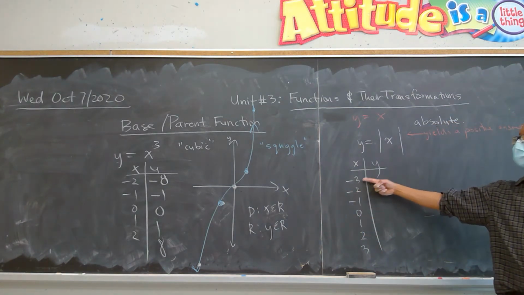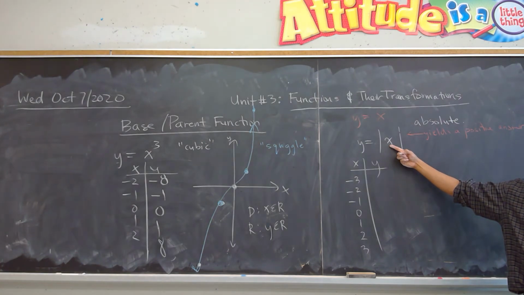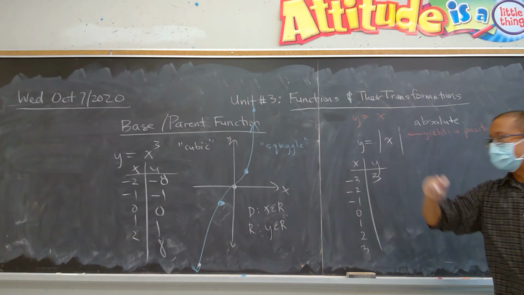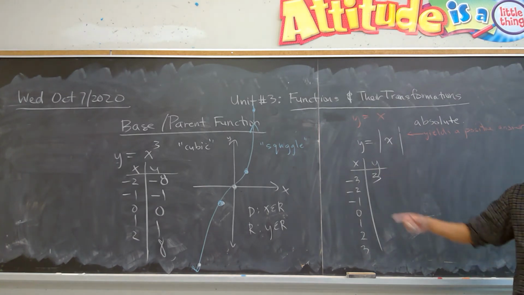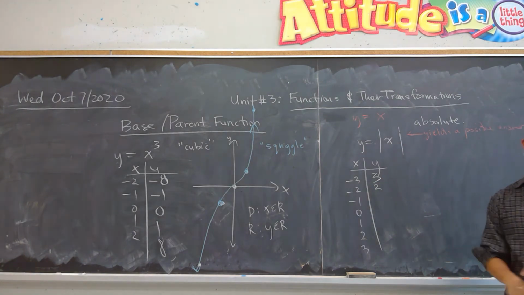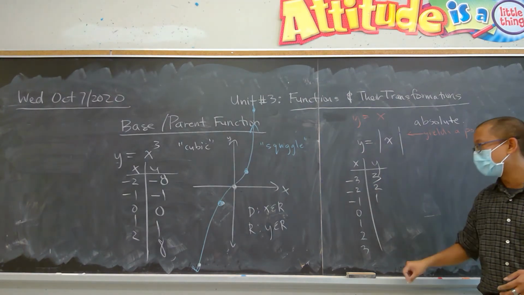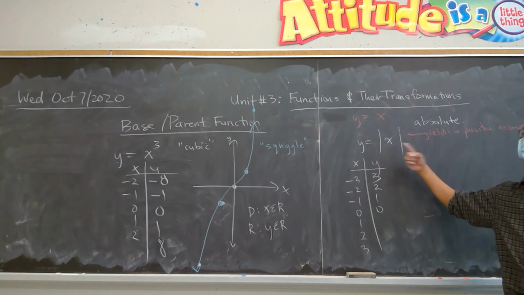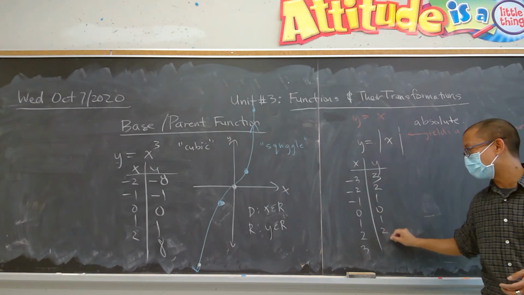So when we plug in -3 into this, it becomes positive. So the answer is 3. We plug in -2 into this, it becomes 2. So a lot of you understand that. -1 becomes 1. 0, notice 0 is neither positive nor negative. When you plug in 1, it yields a positive answer. So 1, 2, 3.